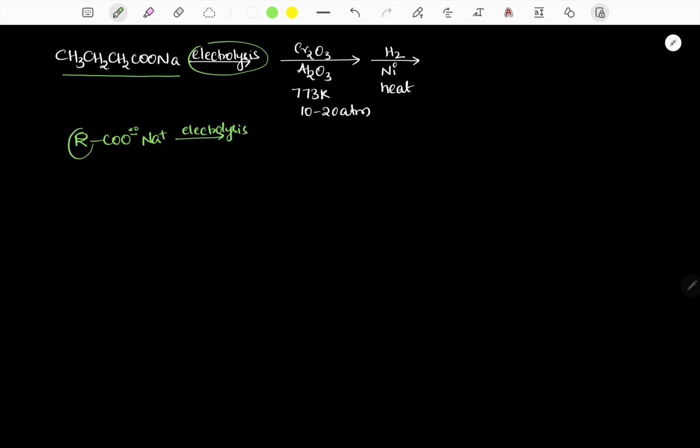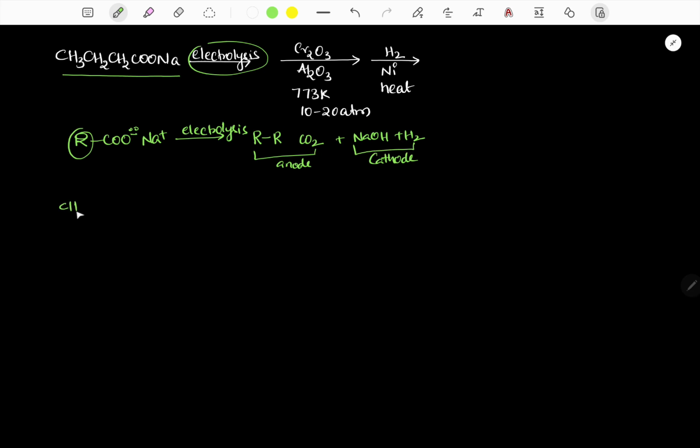Here, initially it forms R radical, which dimerizes to give R-R and CO2. This is at the anode. Plus NaOH plus H2, this is at the cathode. So at the anode, alkane and CO2; at the cathode, NaOH and H2.